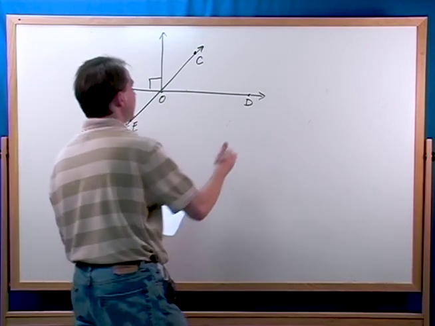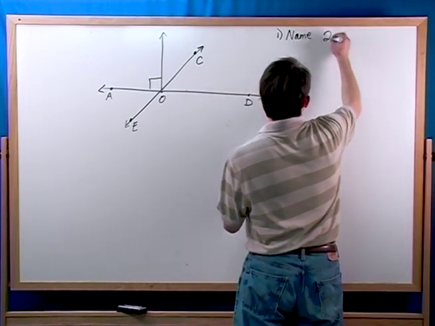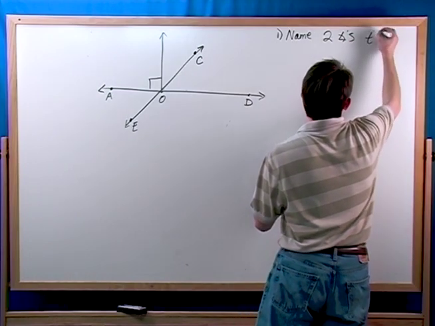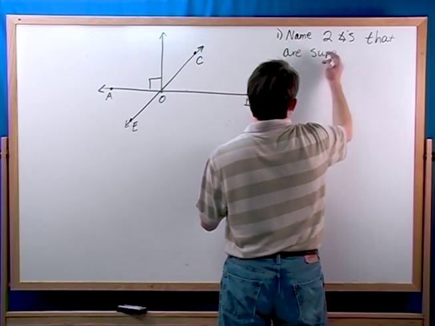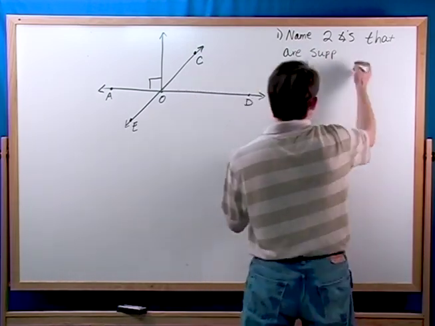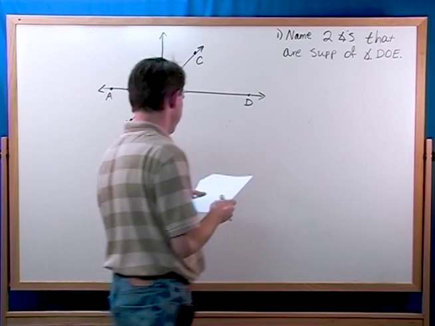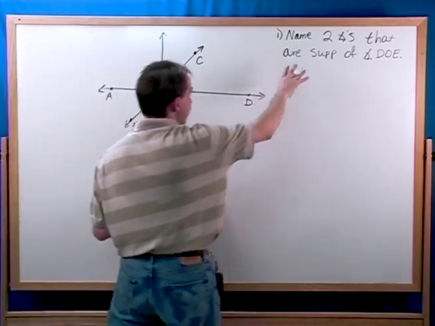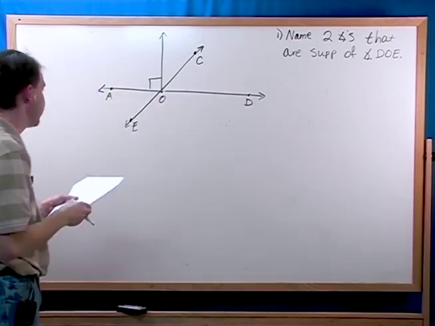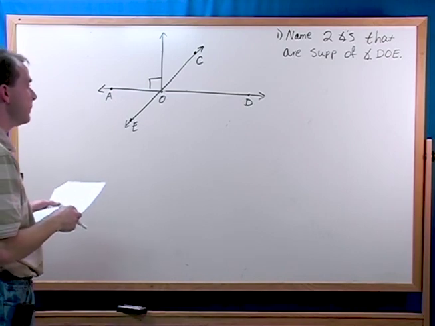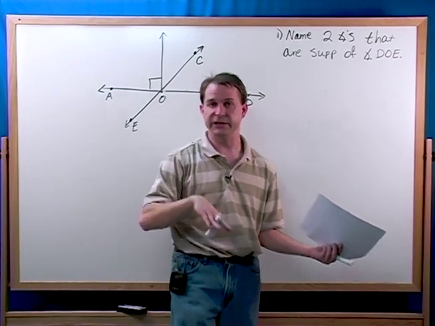So let's first name two angles that are supplements of angle DOE. When you look at this complicated drawing, you find DOE. This is an angle here. And what does supplement mean? Supplement means that it's an angle, and when you add it to the other angle, it equals 180 degrees. That's one of your definitions. You need to just remember that.